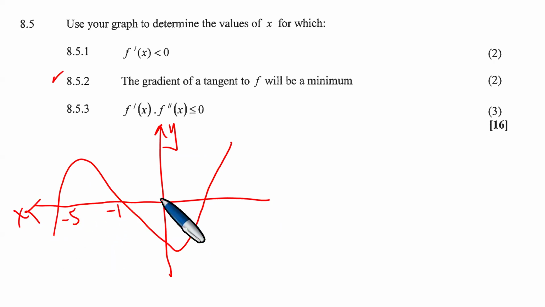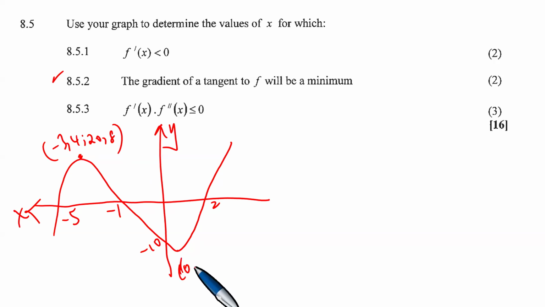Minus 5. Okay, pay attention. Minus 3,4; 20,8. Minus 12,6. Focus on this and make sure you understand that. Use a graph to determine the values of x for which the gradient of a tangent to f will be a minimum.